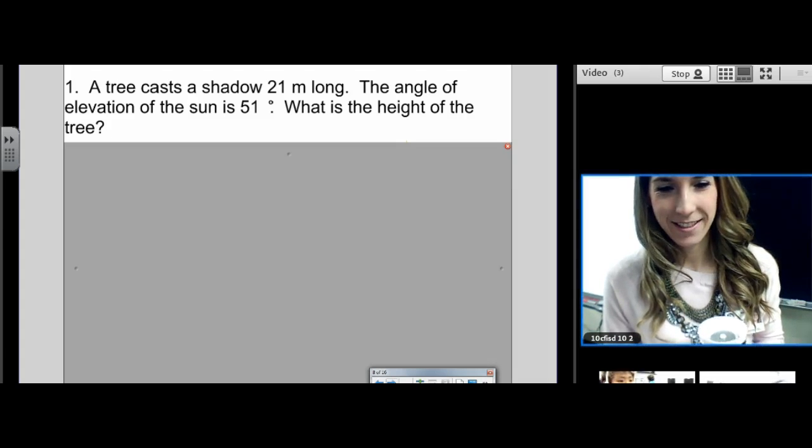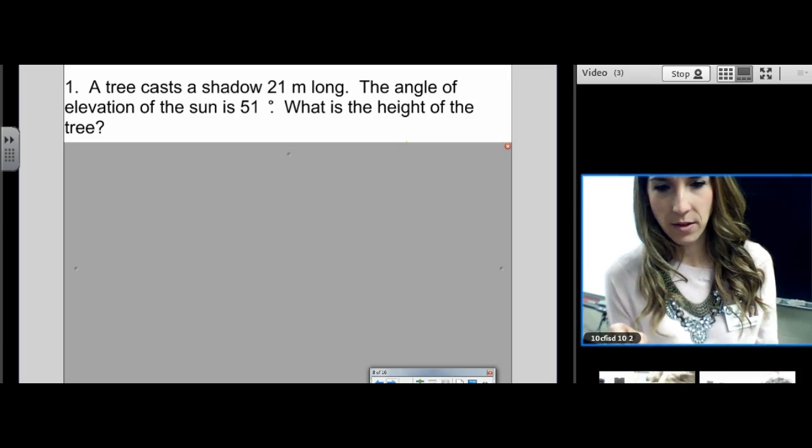Meters, not miles. Does the static go away when I do that? Is the static on?